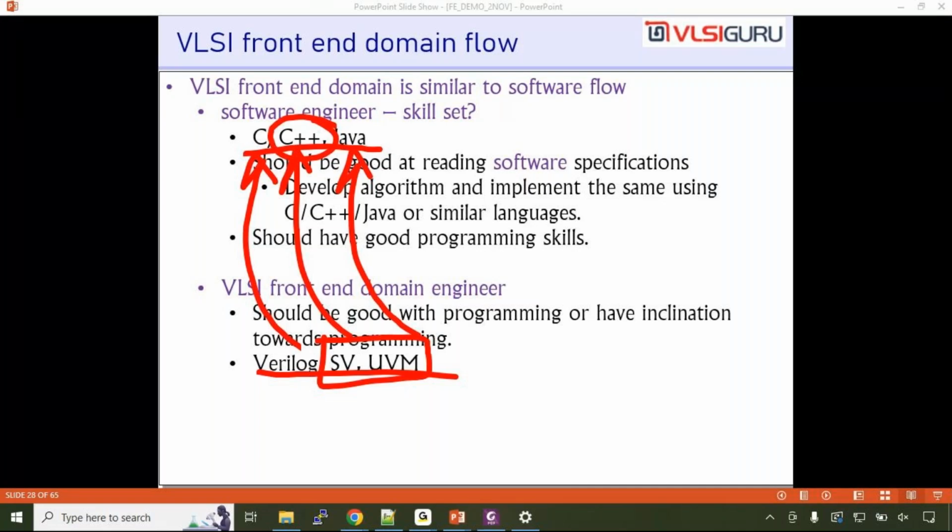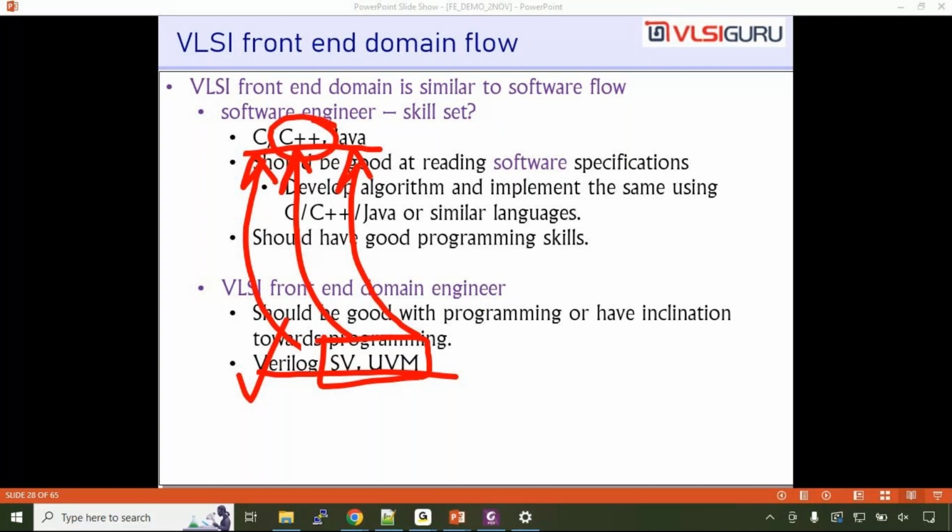Let's say you understand the in-depth of inheritance, encapsulation, polymorphism, parameterized classes, pointers, and you're good at them. Then you can directly go for these things, because you'll find it very easy to learn this.